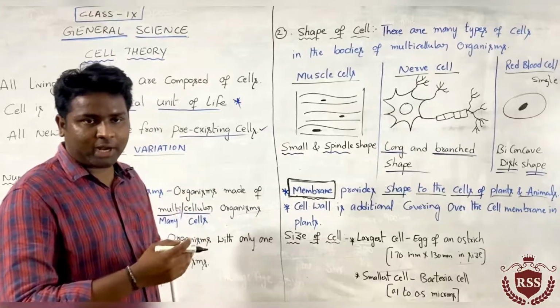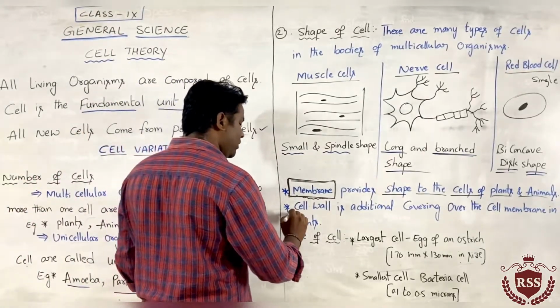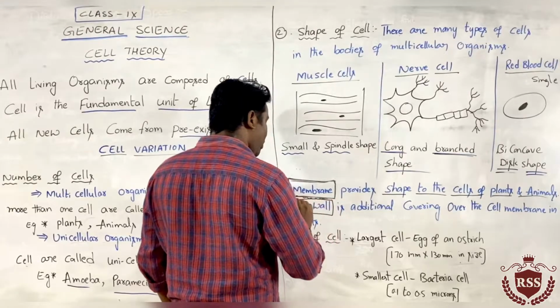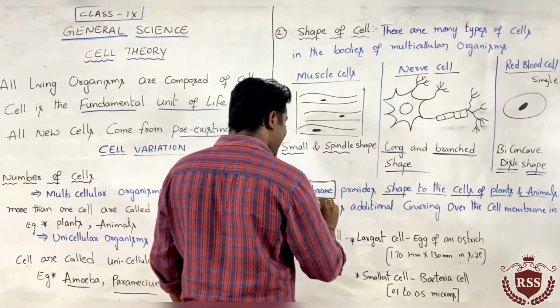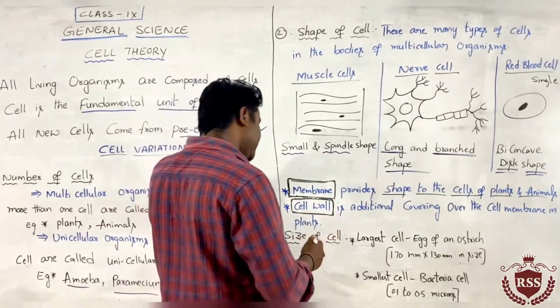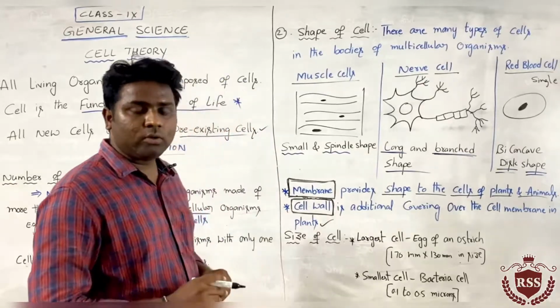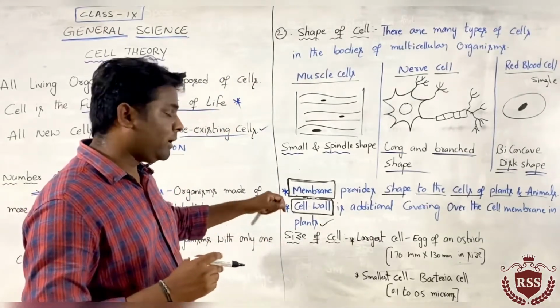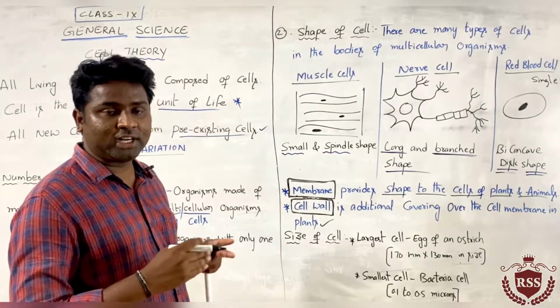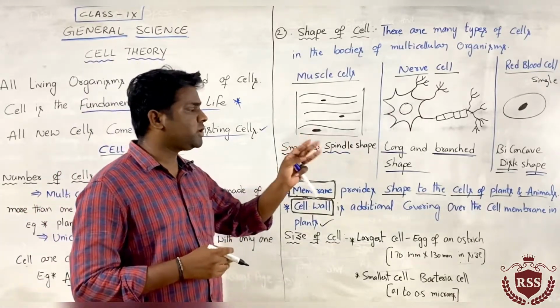Over this membrane, there is a cell wall to protect the cell. It is an additional covering over the cell, especially in plants. Like this, we have different shapes of the cell.